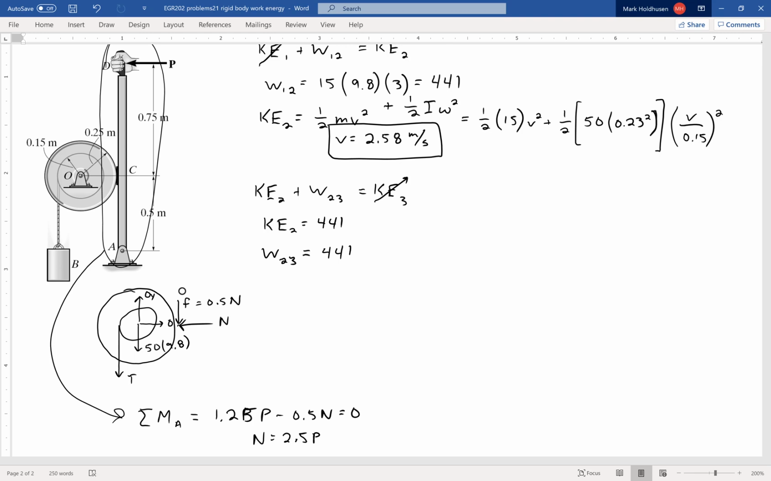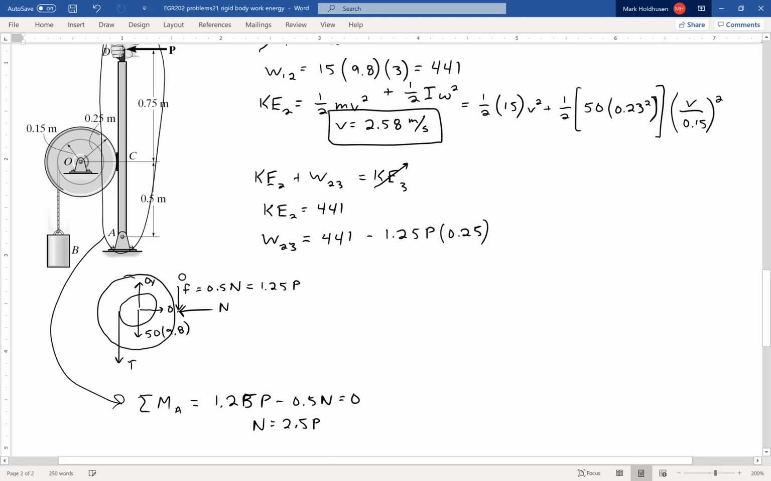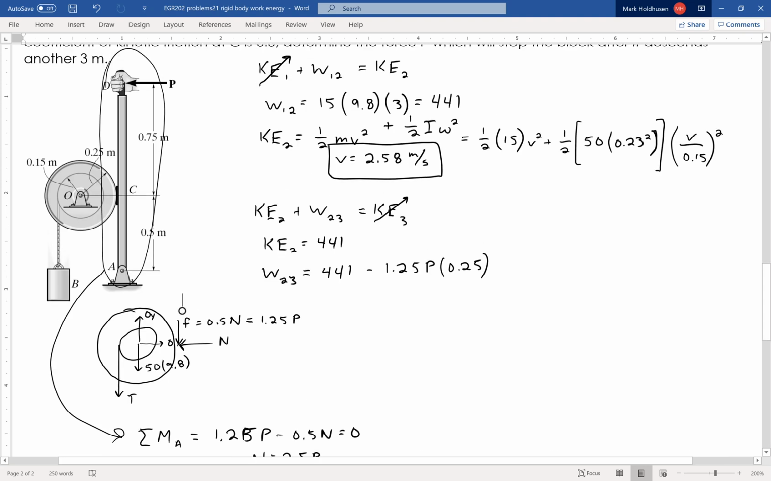Okay, so now I know that friction is going to be 1/2 of that, which is going to be 1.25 P, right? Because the friction is mu s times n. I know n is 2.5 P, so I know that the friction force is 1.25 P, and at this point I just need to figure out basically how much friction that guy causes. Basically the arc length of that drum moving around it, which is r times theta, where r is 0.25, and theta is that distance it falls divided by the 0.15.